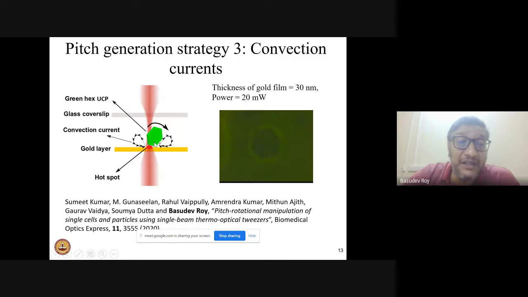this is actually a hexagonal shaped particle for now. It's actually an upconverting particle, but we are not using the upconversion properties here. We're just using it to turn it in the out of plane sense. So here the convection currents are such that it is turning in the out of plane sense. You can clearly see that it is turning in the out of plane sense. So this was published in Biomedical Optics Express. So that's the third strategy.